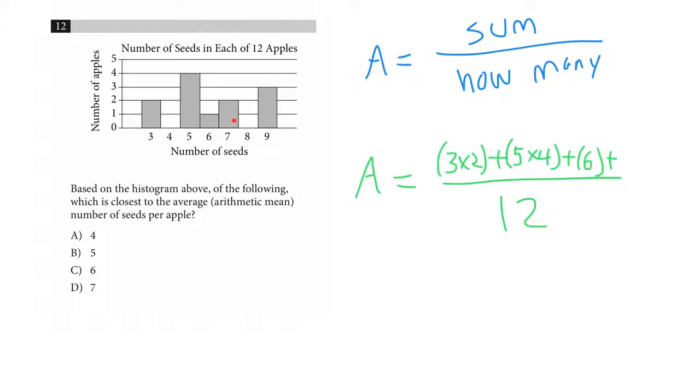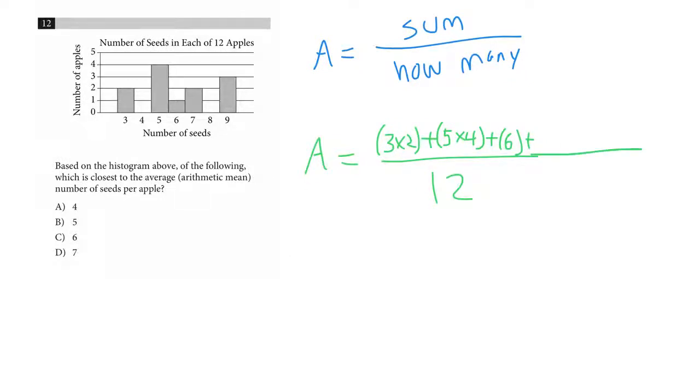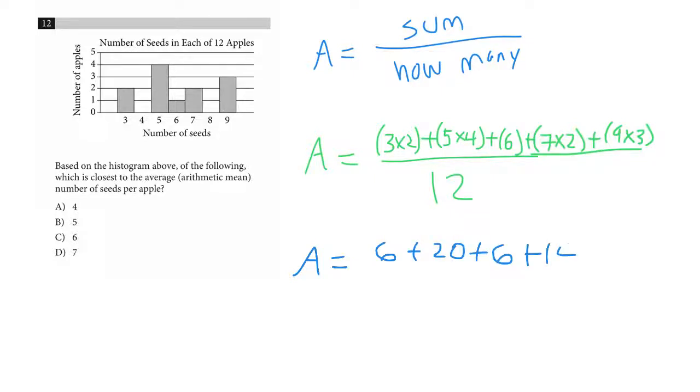Let's see. This one's going to be 7 times 2 for the exact same reason. So that's going to be 7 times 2. And this one's going to be 9 times 3. So it's plus 9 times 3. And this is all stuff that you could even plug into your graphing calculator just in general. Bottom line is, with this, PEMDAS says that multiplication should take place first. So even if you weren't to use a calculator, it would be 6 plus 20 plus 6 plus 14 plus 27 all over 12.